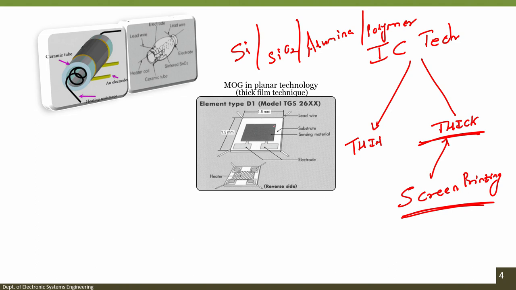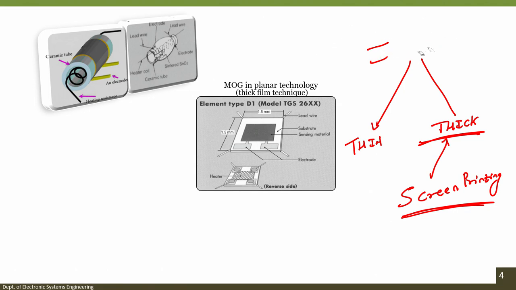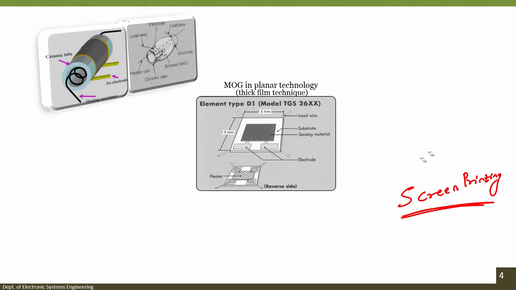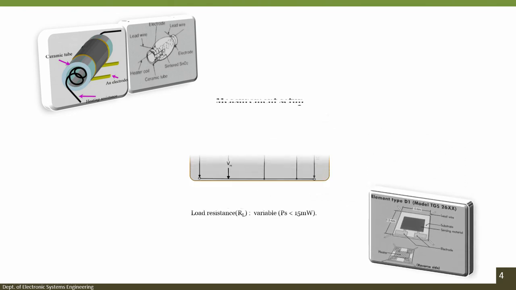Again, after you do the screen printing, you have to sinter the material, you have to heat or anneal the semiconductor metal oxide or metal oxide semiconductor to a certain temperature so as to form the sensing layer. This is an example of the type D1, right, which is model 2GS26XX, which is again from Taguchi.